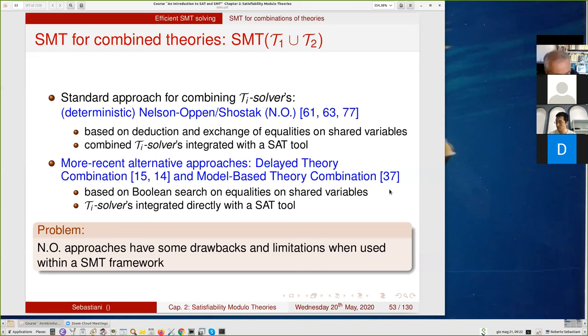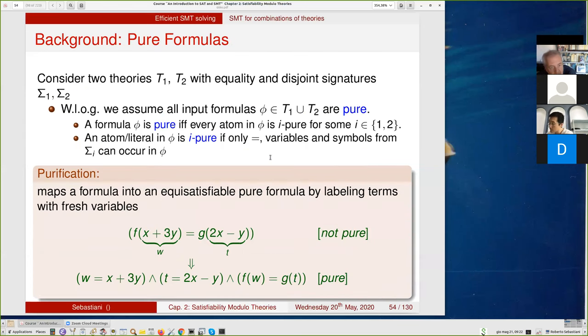Then, more recently, we are speaking of 2005, if I remember correctly, came the idea of delayed theory combination, and then more recently, a model-based combination. The idea is based on Boolean search on equalities on shared variables, with the T-solver integrated directly with the SAT solver. We'll describe this in the next slide. So the idea was that in general, the Nelson-Oppen approach has some drawbacks and limitations when used within SMT frameworks, which we are going to describe soon. Before going through, I need some theoretical definitions.